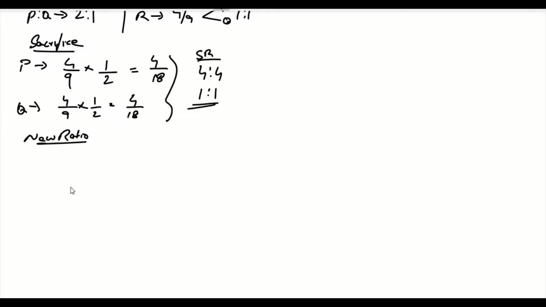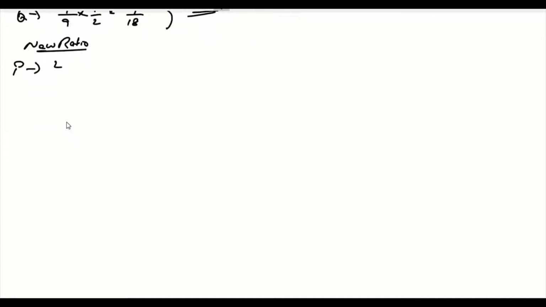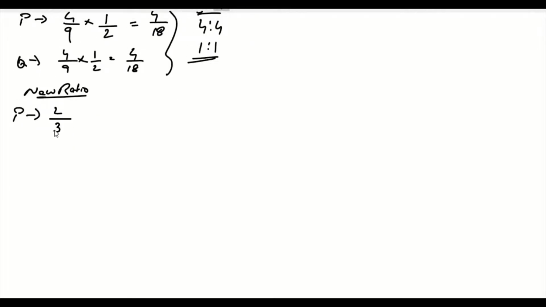Okay, for the new ratio we have P, whose old ratio is 2:1, so his existing share is 2/3, minus how much he sacrificed. He sacrificed 4/18. So 12 minus 4 over 18 is equal to 8/18.